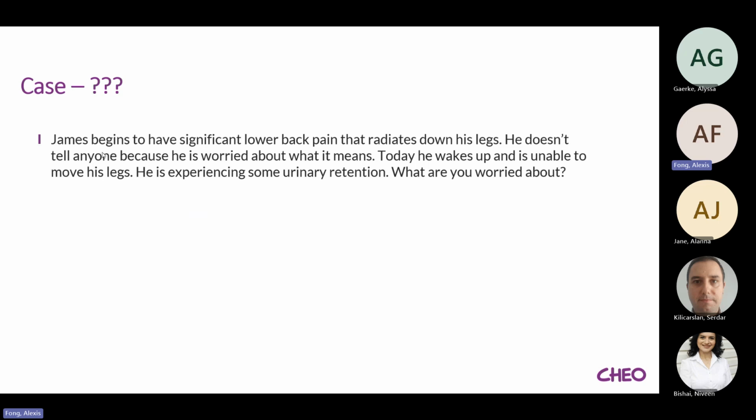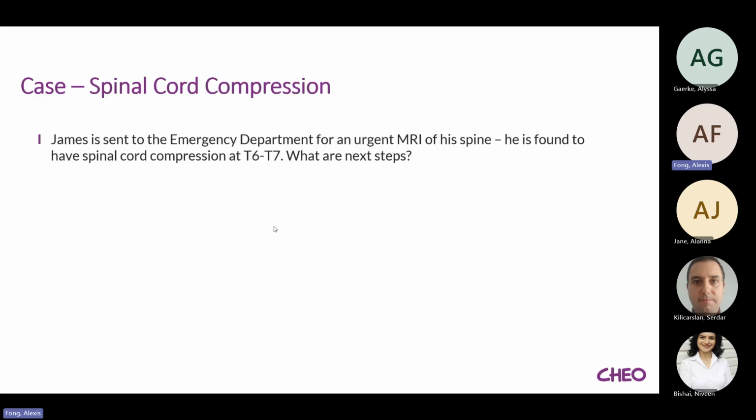So James begins to have significant lower back pain that radiates down his legs. He doesn't tell anyone because he's worried about what it means. Today he wakes up and is unable to move his legs. He's experiencing some urinary retention. Everyone said worried about spinal cord compression. James is sent to the emergency department for an urgent MRI of his spine. He's found to have spinal cord compression at T6 to T7.